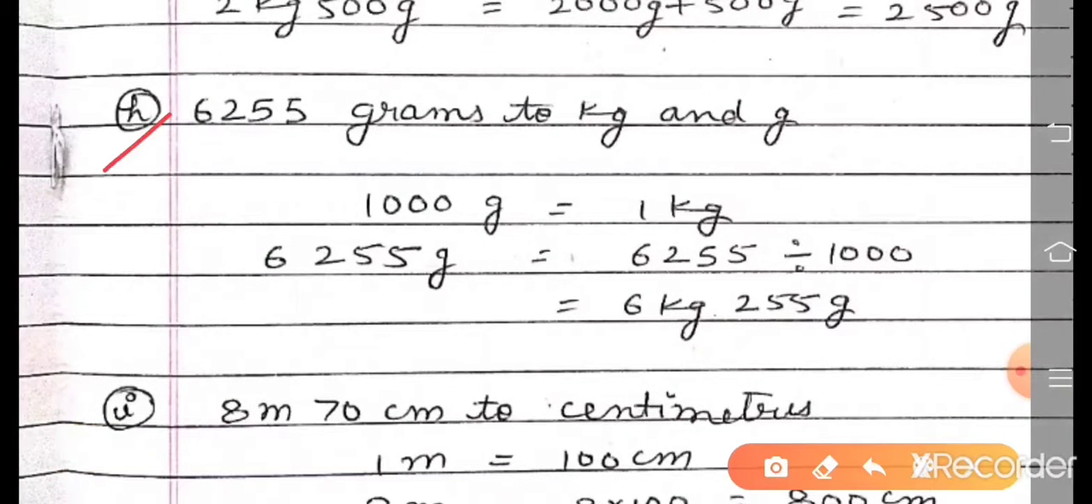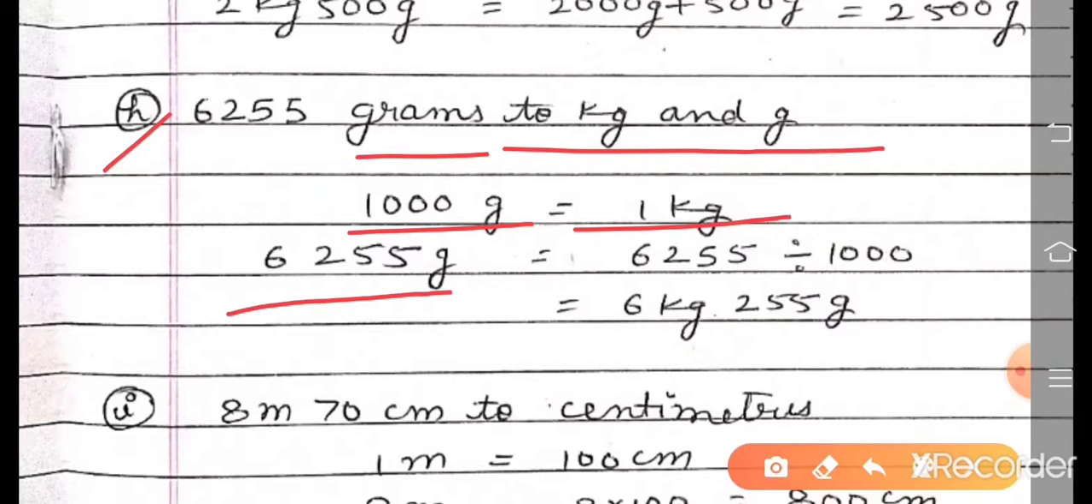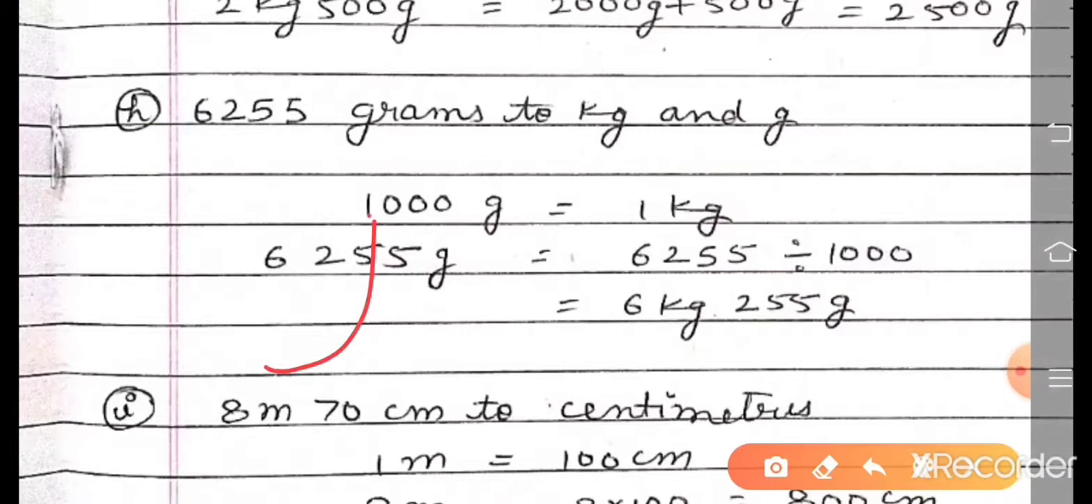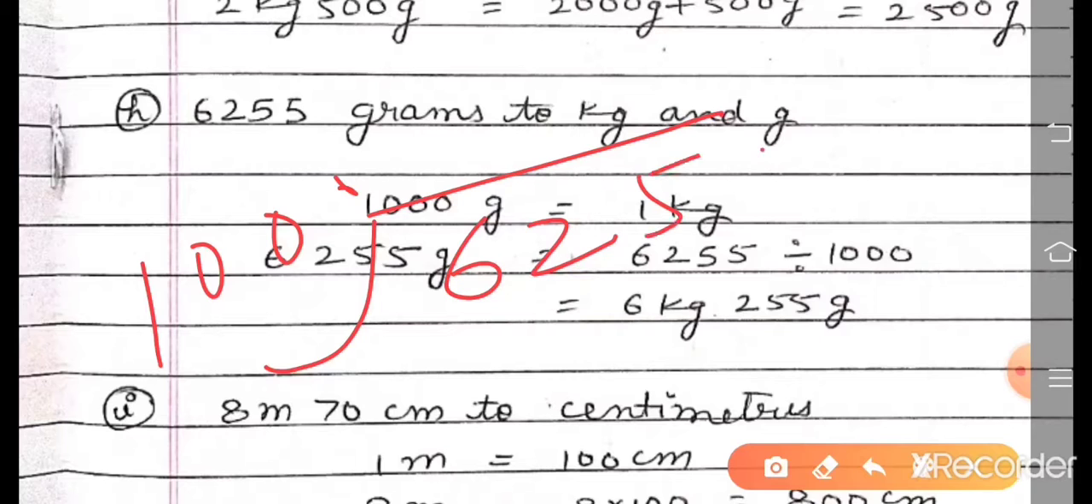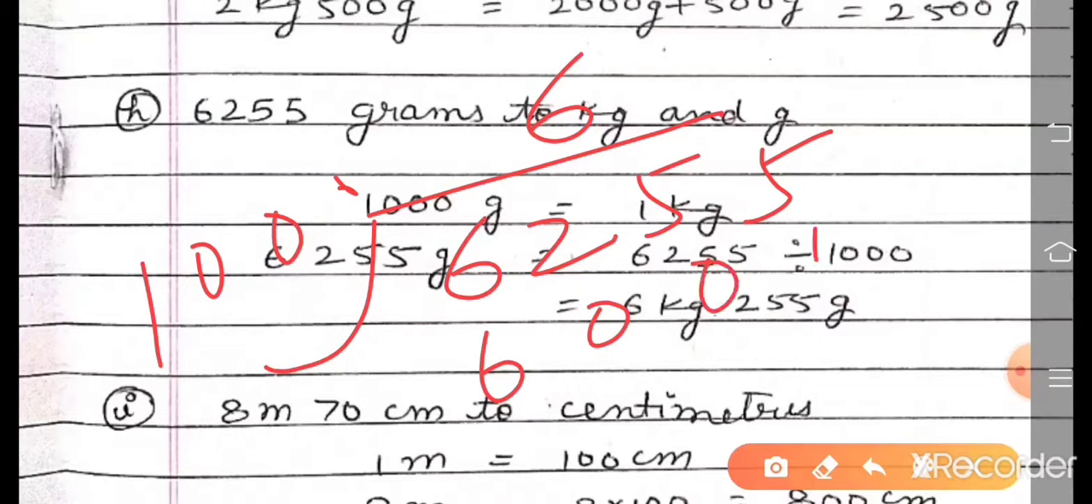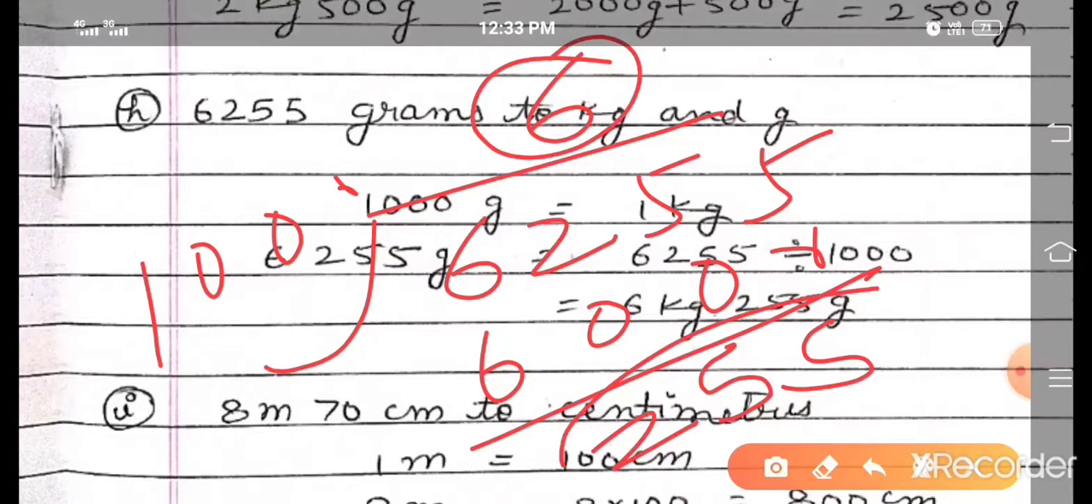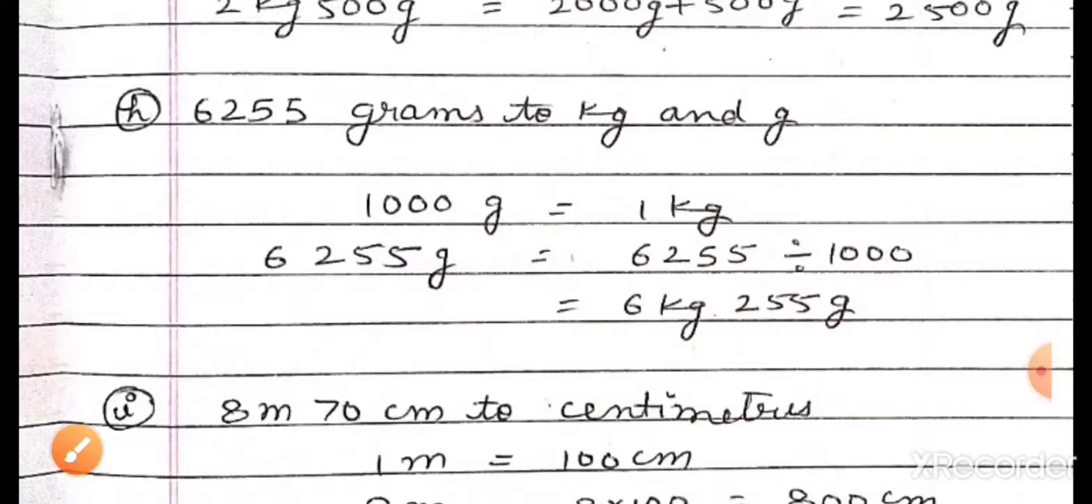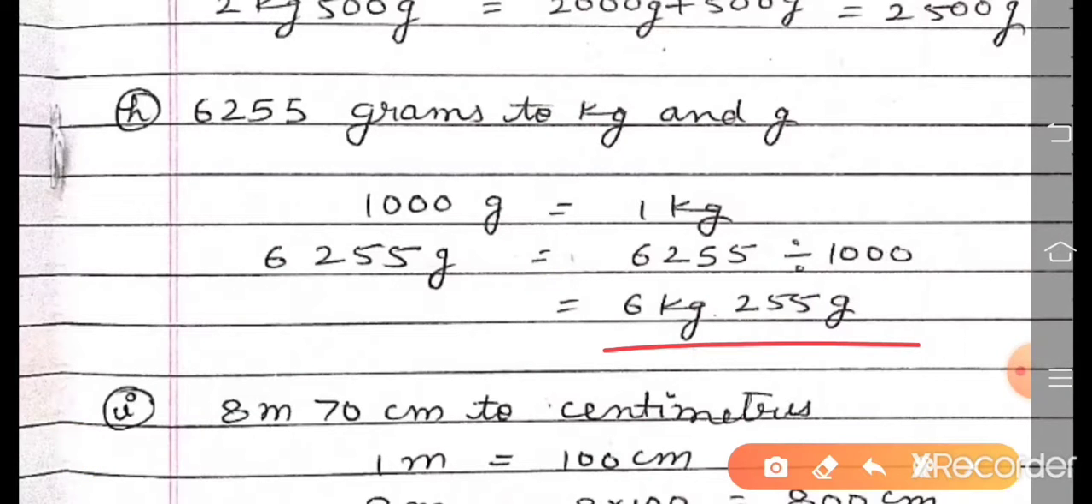H part, 6255 grams to kilograms and gram. So we know 1000 gram equal to 1 kg, 6255 gram divide by 1000, 6 and remainder 255. So this is kg and this is grams. 6 kg 255 grams.